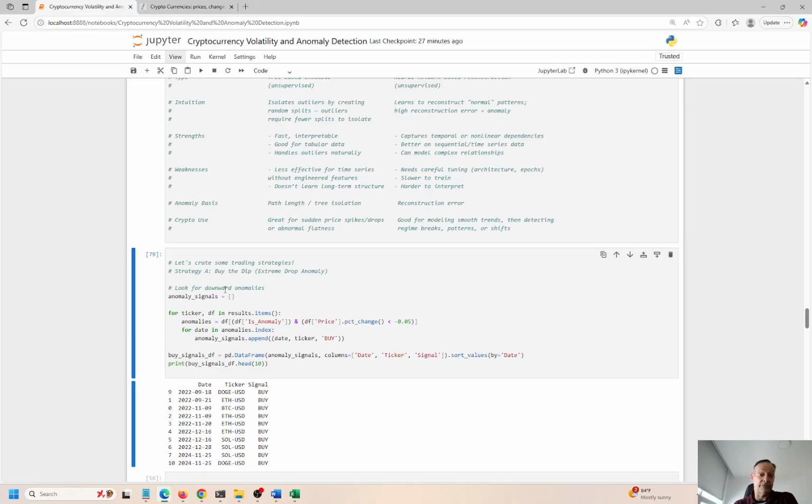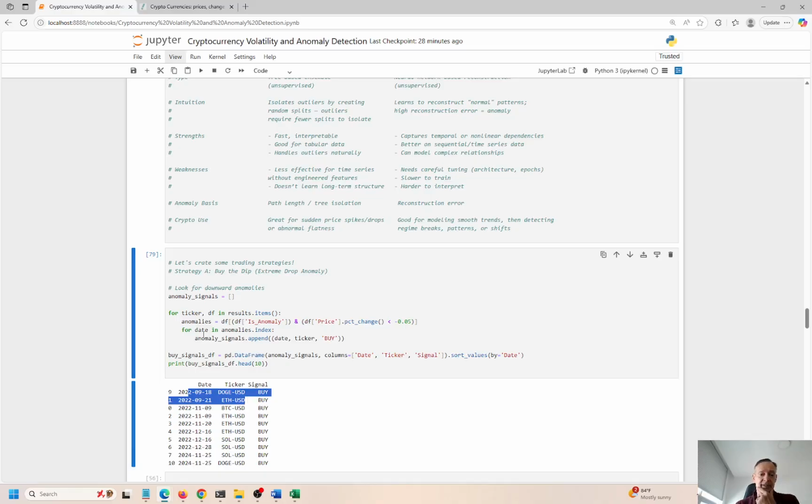So here's the first strategy. We're going to create 3 different strategies. Strategy A is buy the dip, so we're looking for anomaly signals. If is anomaly, in the data frame, we defined what is an anomaly. It's an outlier and the data frame price percentage change less than 5%. We determine that that is an anomaly, and we can see where the anomalies are and determine if this is a buy signal or a sell signal, okay?